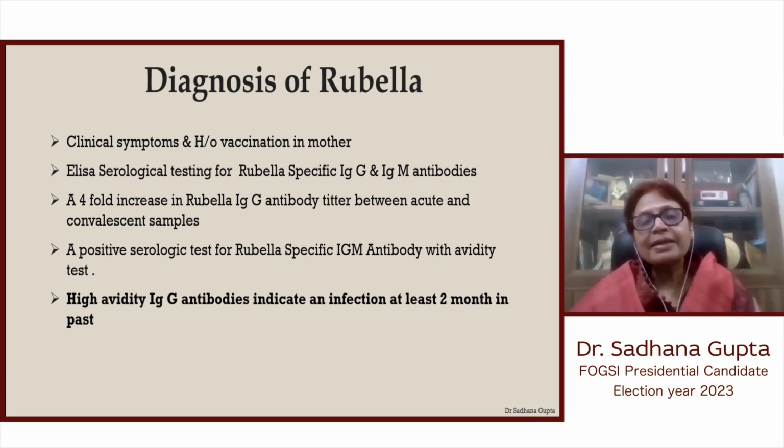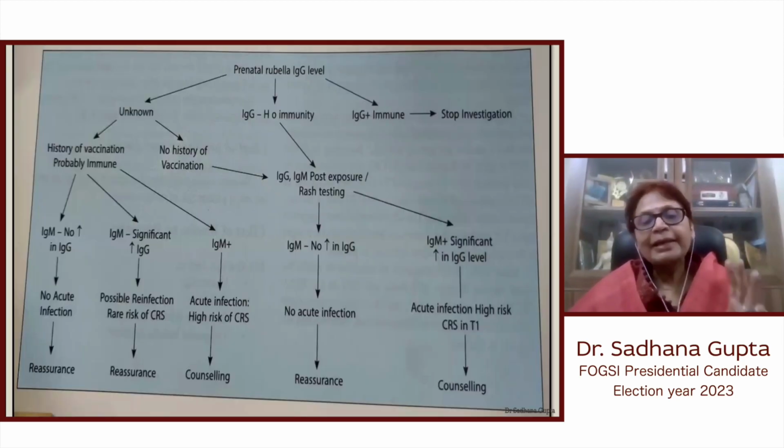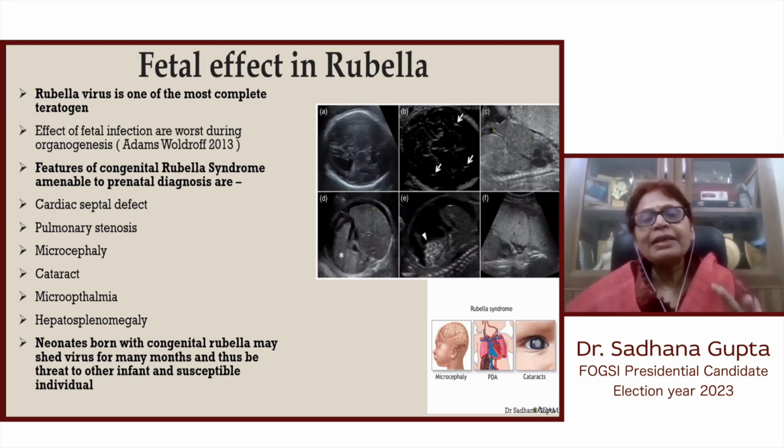So in the first trimester, it is the most teratogenic. And again, the interpretation of the immunological test is very important, and I have given a clear message on how to interpret the immunological test. It can cause congenital rubella syndrome, with multiple congenital anomalies like cardiac anomalies, microcephaly, cataract, microphthalmia, hepatosplenomegaly.